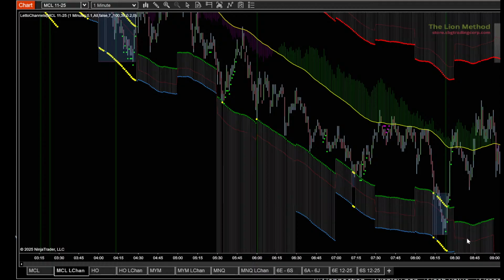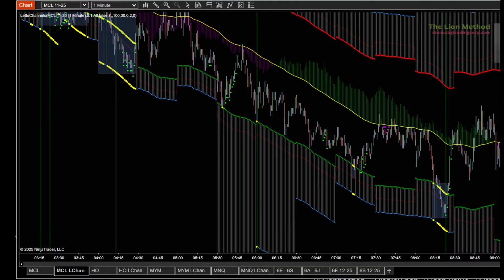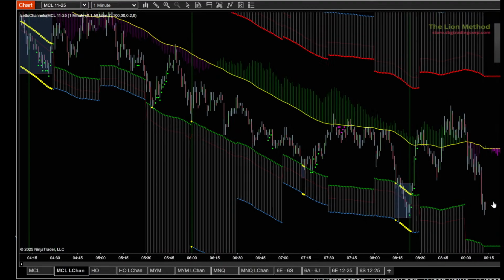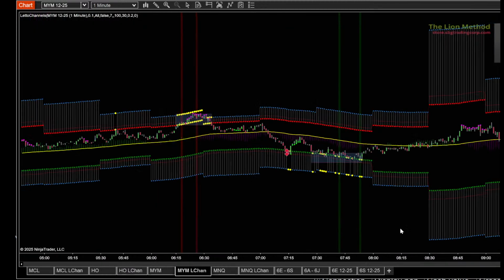Leto channels is a long-term overbought, oversold indicator. Basically, these channel areas down here, these pinstriped areas below the yellow line, these are oversold levels. Above the yellow line, these are overbought levels. So the green background stripes show where you're looking at buying. And yeah, that would have been some great trades there.